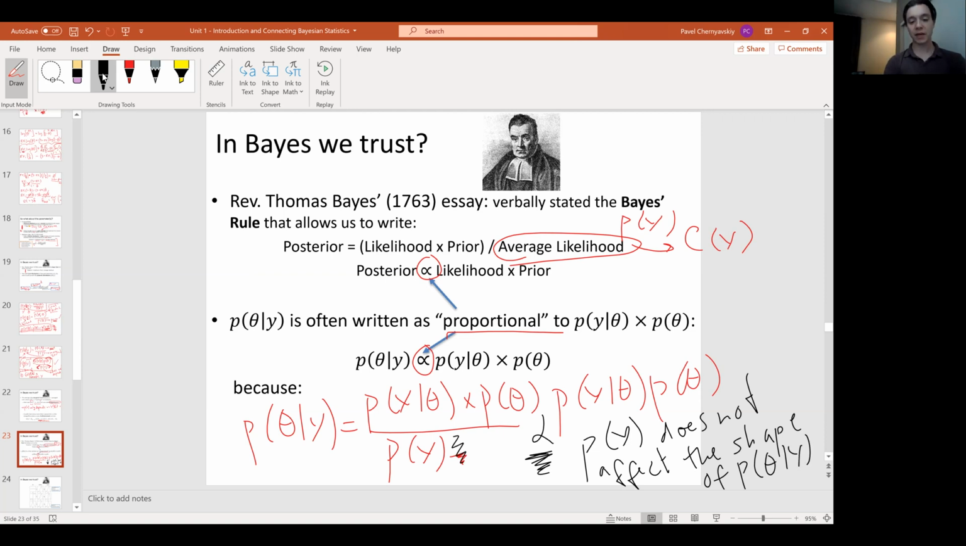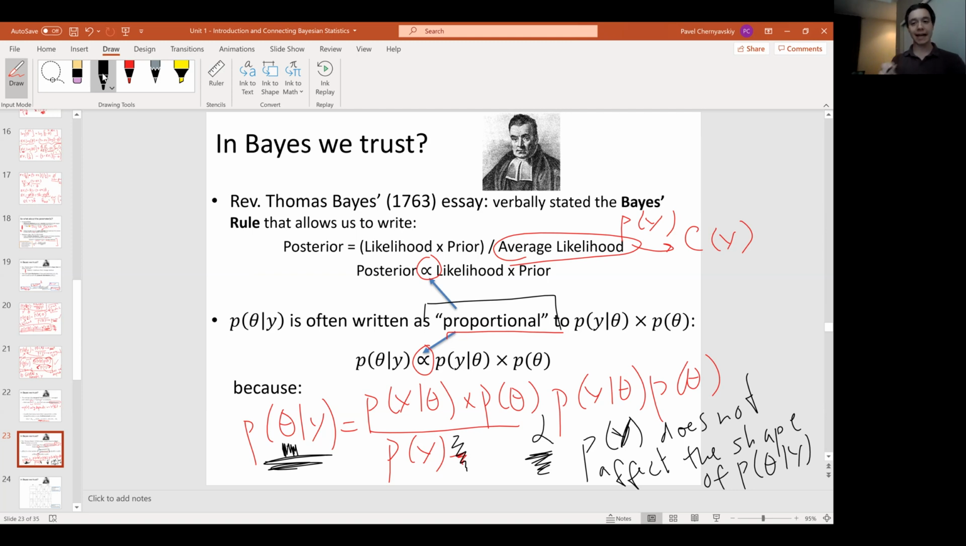What you divide by here does not affect the shape of the posterior, because the posterior is, again, a function of the parameter. It does not affect the relative frequencies of thetas inside the posterior. It does not make certain thetas more likely than others. And that is why we can use this proportional to sign.